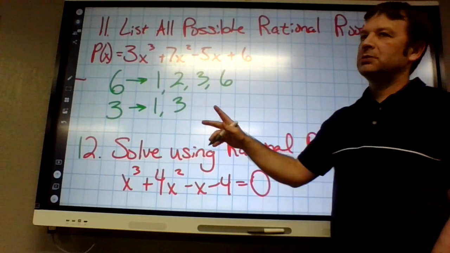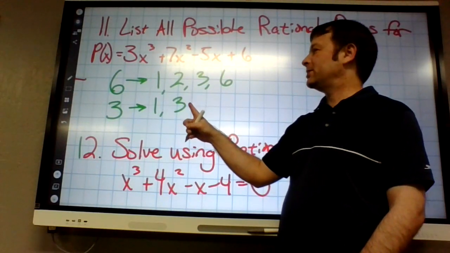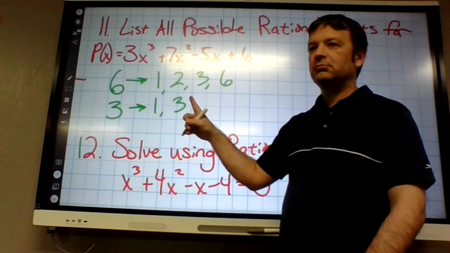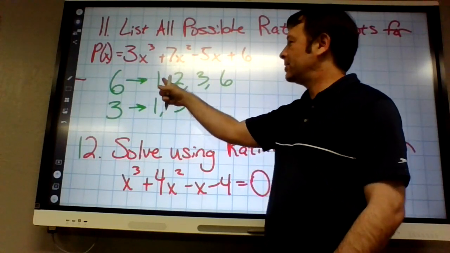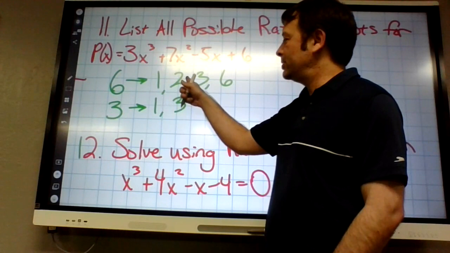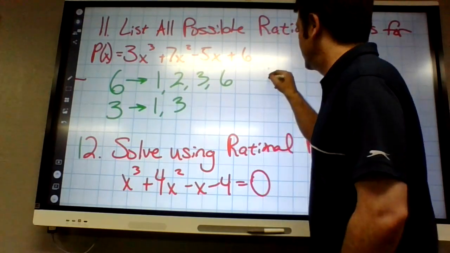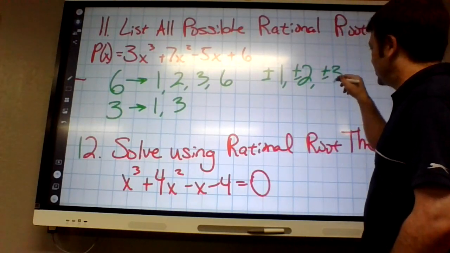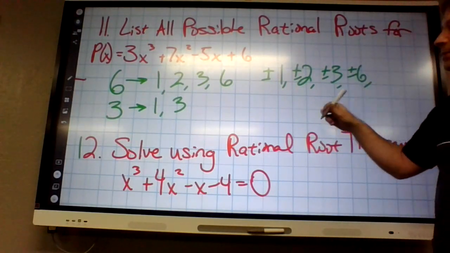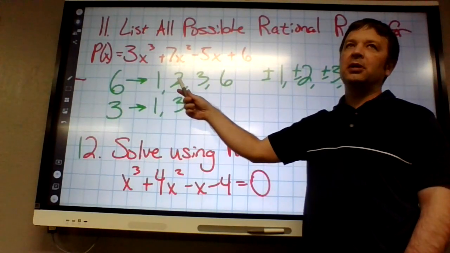I think this is the easy one. I think it should be a 1 on the bottom. Usually it is a 1, but not always. So 1 over 1, 2 over 1, 3 over 1, 6 over 1 is 1, 2, 3, and 6. Remember, these can all be positive or negative. If you forget the plus or minus part, I'll take a point off.